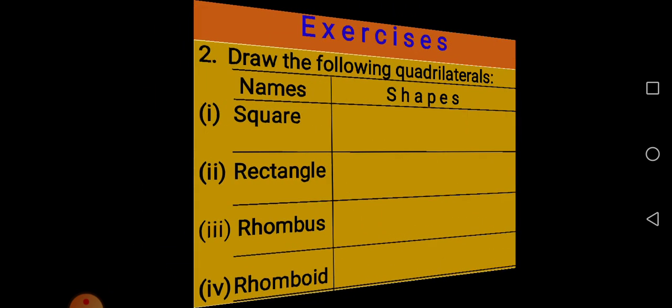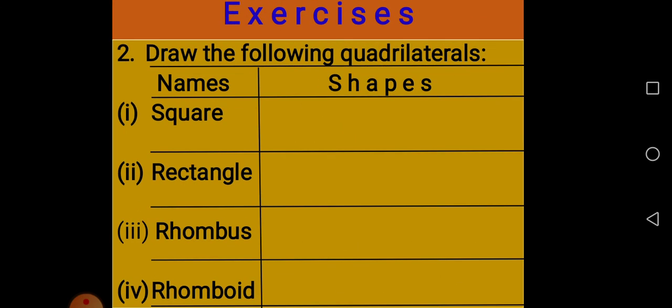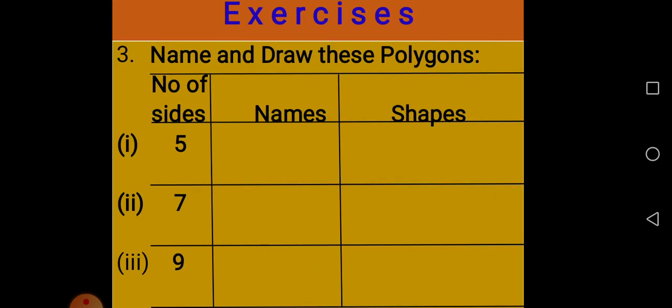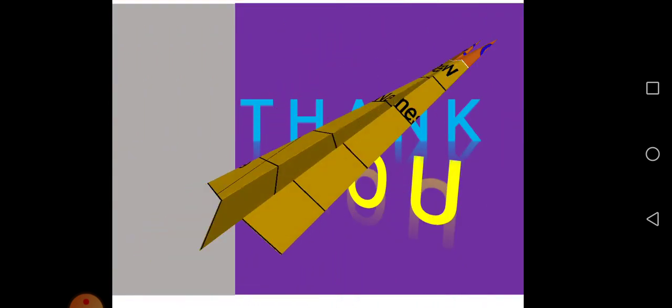More exercises for us. Number 2, draw the following quadrilaterals: a square, a rectangle, a rhombus, and a rhomboid. All these quadrilaterals are also called parallelograms. Correct. And the final exercise: name and draw these polygons. The polygons with 5 sides, name it and draw it. 7 sides, 9 sides. Thank you.